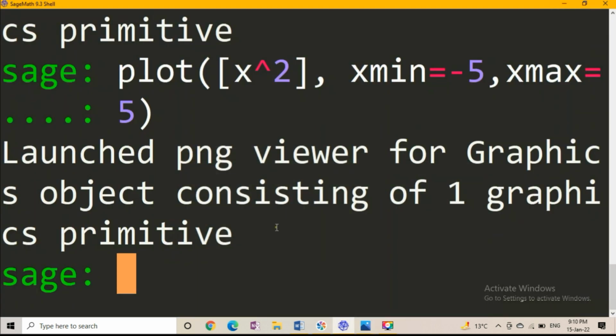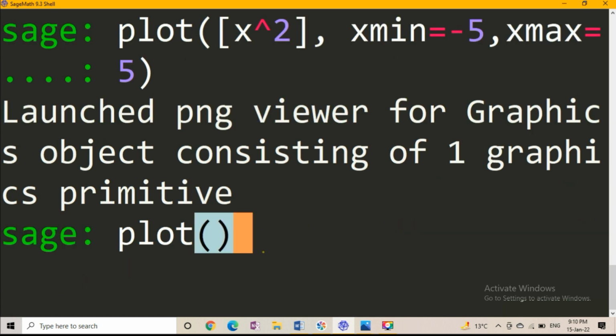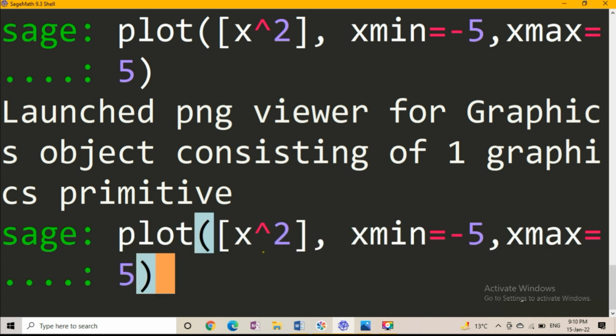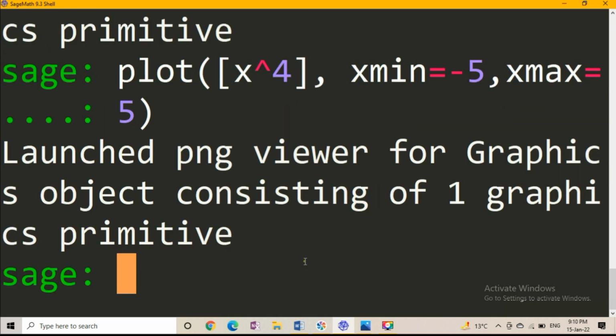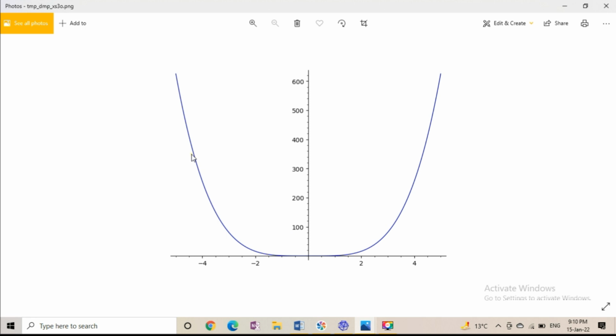Next we are looking for the graph of x to the power 4. It is better to write plot x to the power 4. What happened? Look at this, this is the graph of x to the power 4.